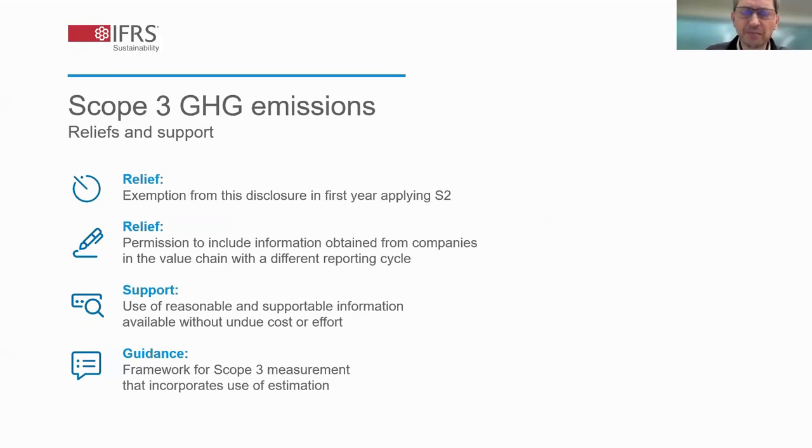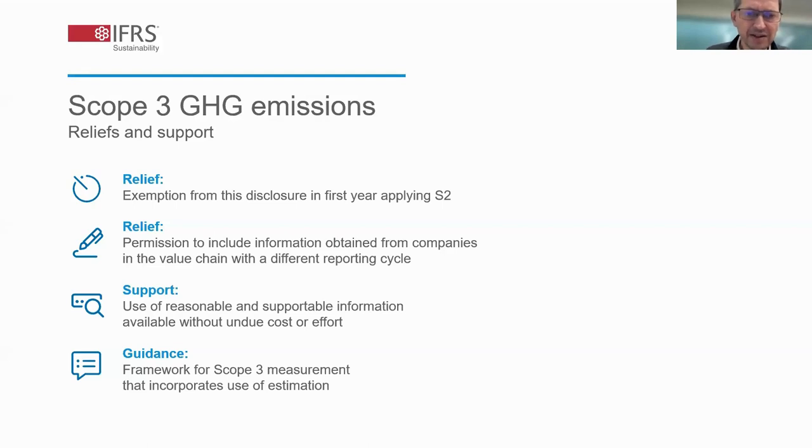Built into our requirements on S1 and S2 are a variety of reliefs and guidance and support and so on. So for example, in the first year of applying the climate standard, you don't need to produce scope 3 data. In the first year, you also don't need to provide all of the S1 disclosures that complement and supplement the climate disclosures.